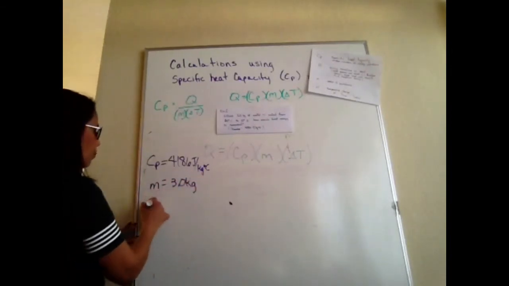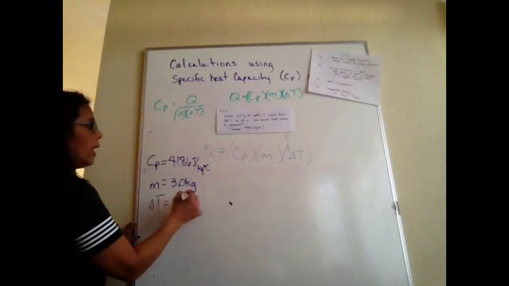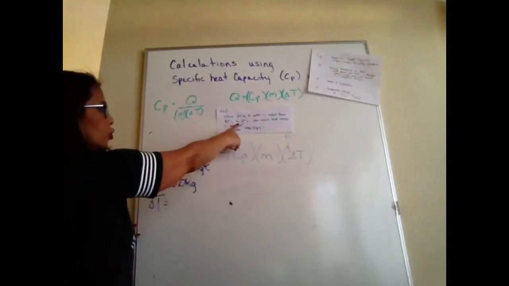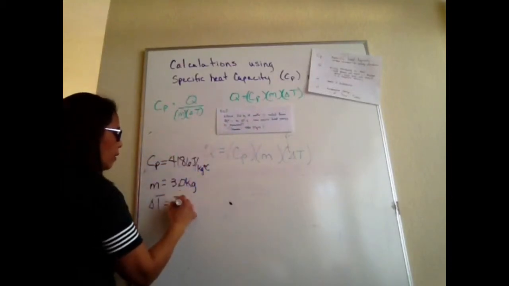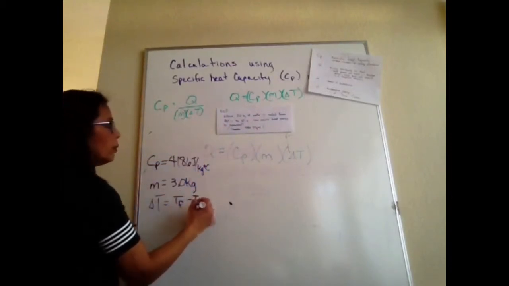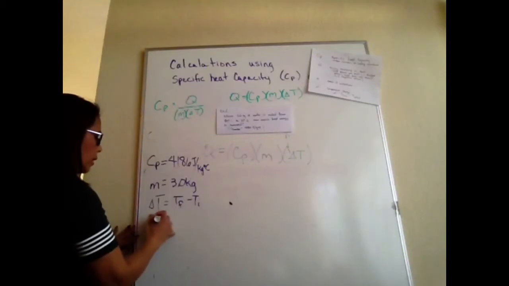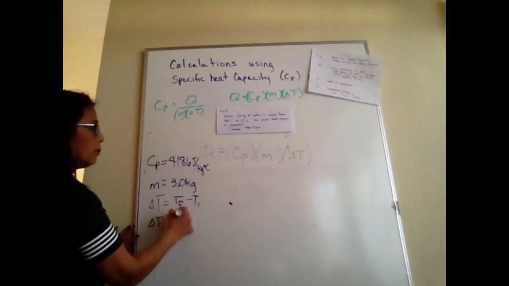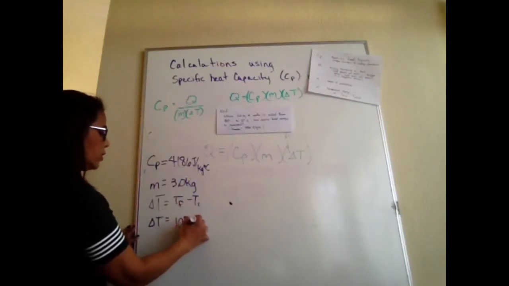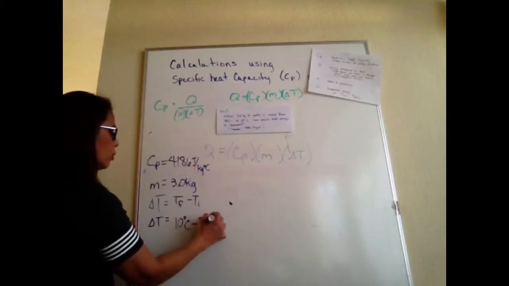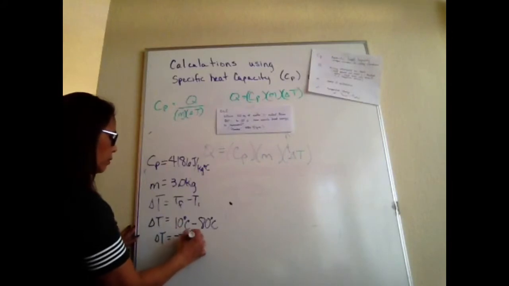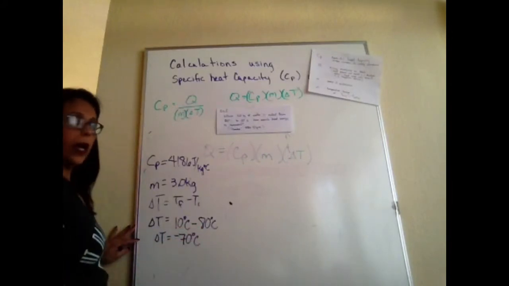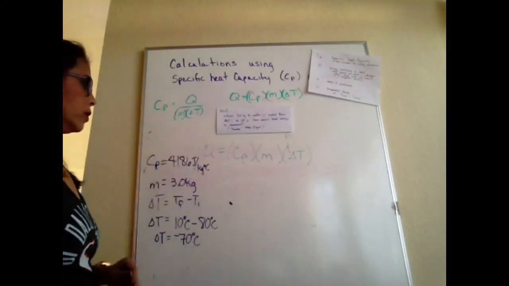The temperature change that is occurring is from 80 to 10. So initial is 80, and my final temperature is 10. So guess what I'm going to get? A negative value because my final is smaller than my initial. My temperature change is negative 70 degrees Celsius. Now that I have all the variables, let's go back and replace our numbers.